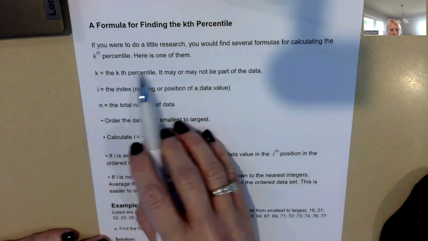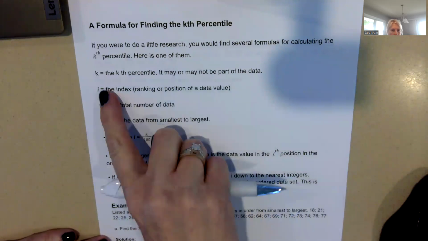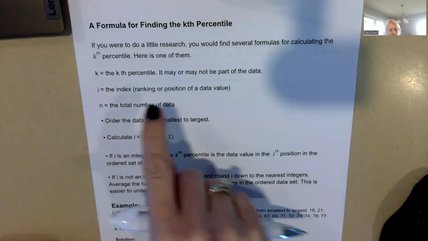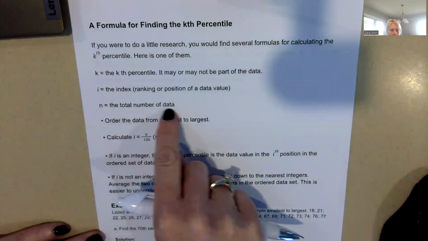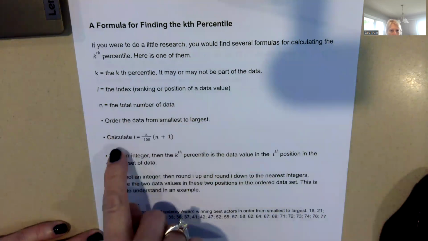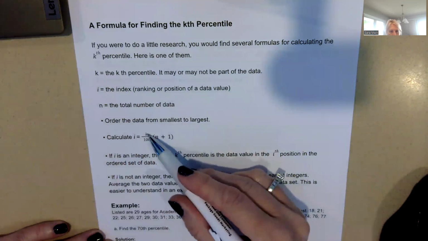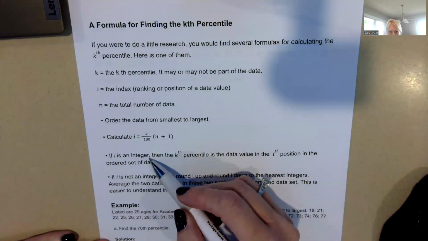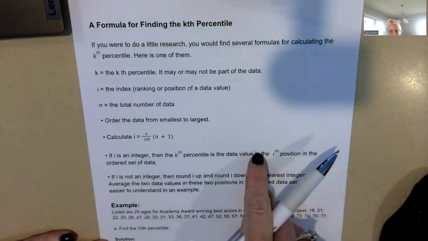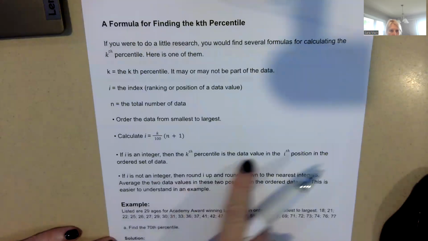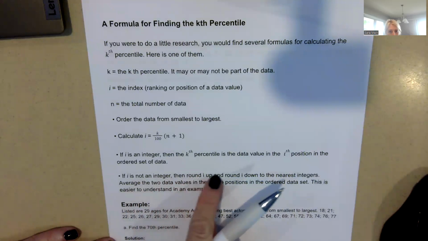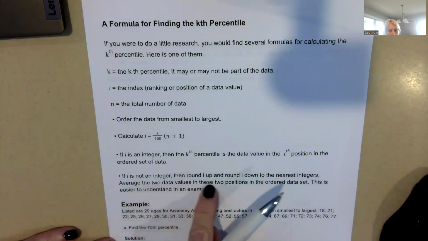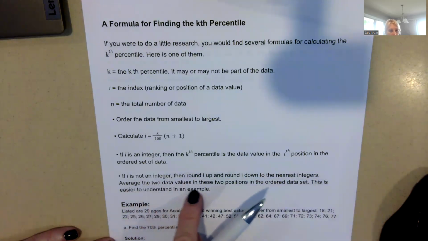So if I want the kth percentile, it may or may not be part of the data. I is the index, the ranking or position of a data value, so the first, second, third, fourth, or fifth. And n is the total number of data. So order the data from smallest to largest, and then calculate I by taking your kth percentile divided by 100 times n plus 1. If I is an integer, then the kth percentile is the data value in the ith position in that ordered data set. If I is not an integer, then round I up and round I down to the nearest integers. Average the two data values in these two positions in the ordered data set. This is easier to understand in an example.